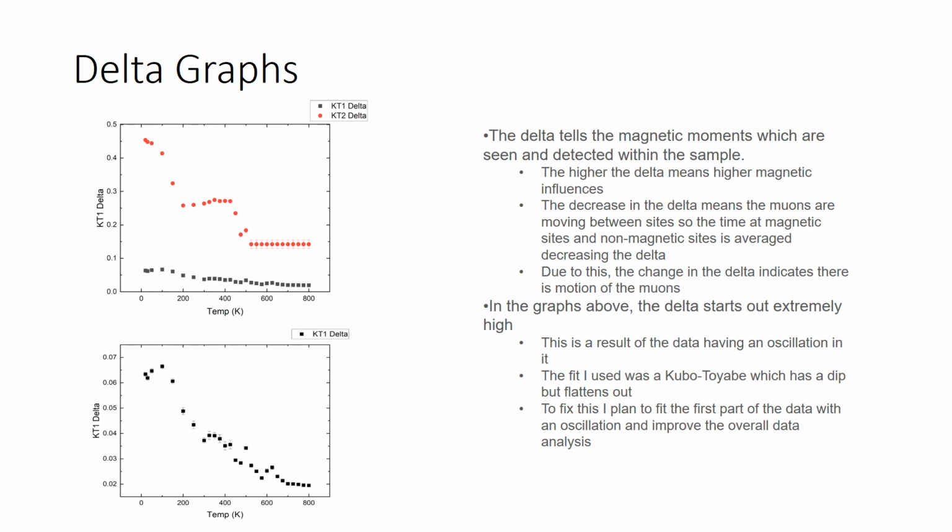In the future, I plan to fix this by fitting the data with a Kubo-Toyabe, but also for the first part of the data in the lower temperature range to have a frequency oscillation on it, so that it can fit the oscillation better. And then afterwards, I can turn that signal off because that specific site is no longer there, and I can just use the Kubo-Toyabes, which will yield a better fit.